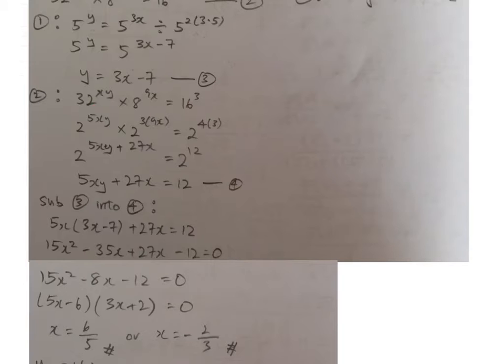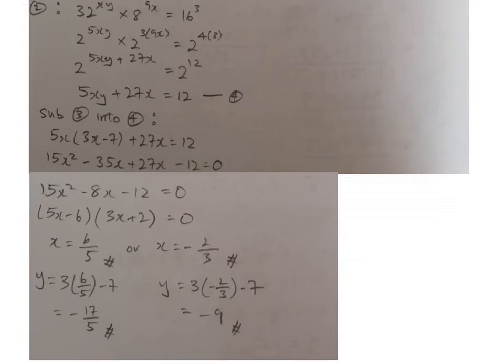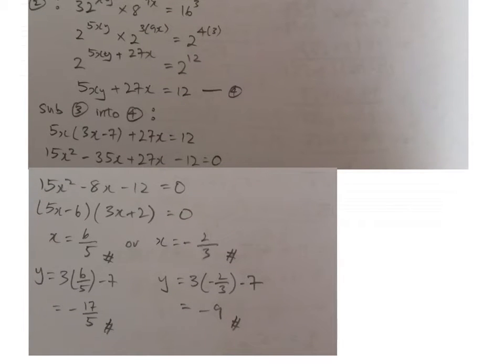These are just like my standard simultaneous equations. So my next step is to substitute equation number 3 into 4. Alright, so when I substitute 3 into 4, I have an equation in x. You can see that I can simplify it to a quadratic equation. I make my right hand side 0 and I factorize it. So I have x equals 6/5 as my first answer and x equals negative 2/3 as my second answer.